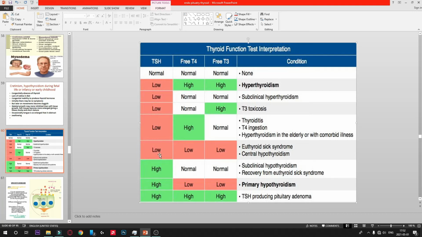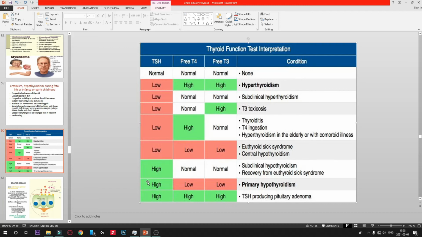But if TSH is low, T4 is low, and T3 is low, all these things are low, it means there is a problem in the central nervous system. That means the TSH production is not there. If TSH is produced less from the pituitary gland, it will become low definitely. Then when its production is low, it will stimulate T4 and T3 less, so they will become low. So in this condition, when the TSH is low, the T4 is low, and T3 is low, it will be called central hypothyroidism.